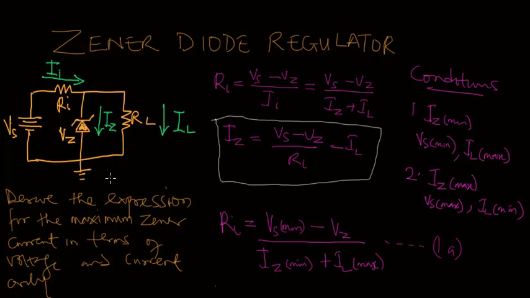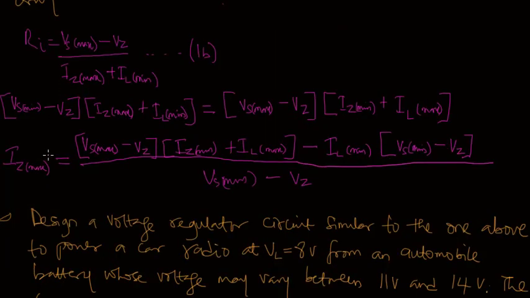We looked at this simple Zener circuit, and we derived expressions for the maximum Zener current in terms of voltage and current only. The expression we got was Iz max is equal to (Vs min minus Vz) into (Iz min plus IL max) minus IL min into (Vs max minus Vz), all over Vs min minus Vz. So that's the expression that we got for the maximum Zener current.